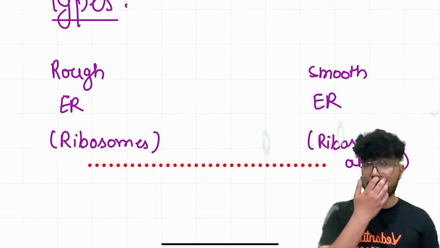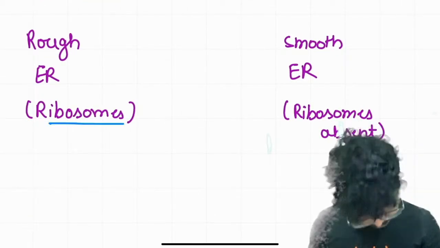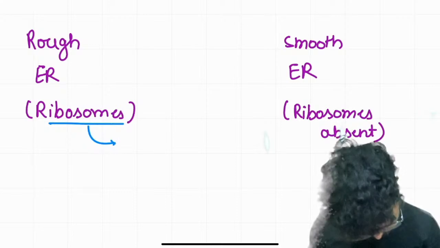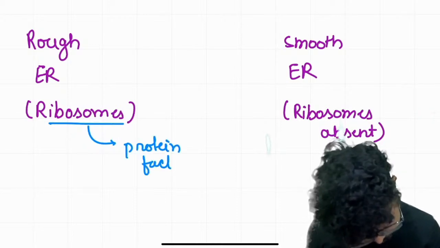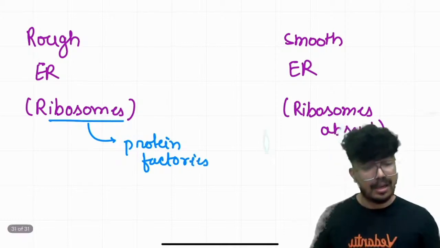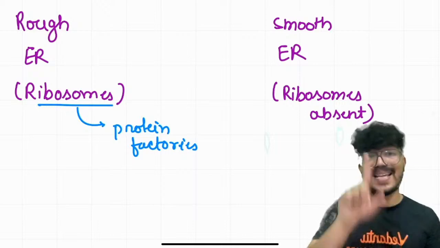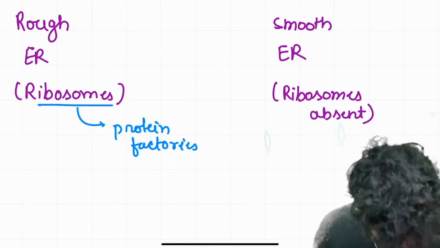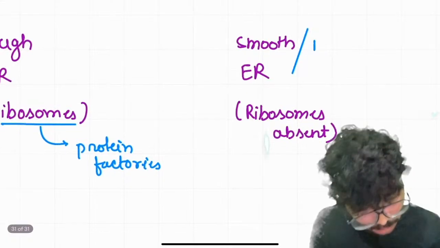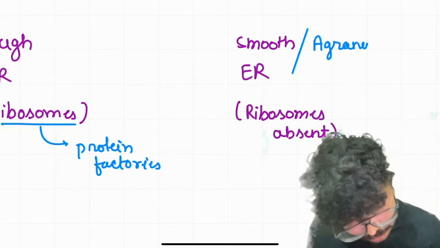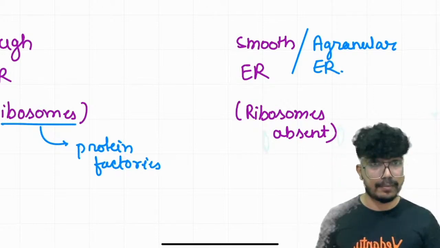Now, what is the function of ribosomes? They help to make protein. Ribosomes are protein factories. Since over the SER, smooth endoplasmic reticulum, ribosomes are absent, it is also called agranular endoplasmic reticulum. So smooth ER is also known as agranular endoplasmic reticulum.